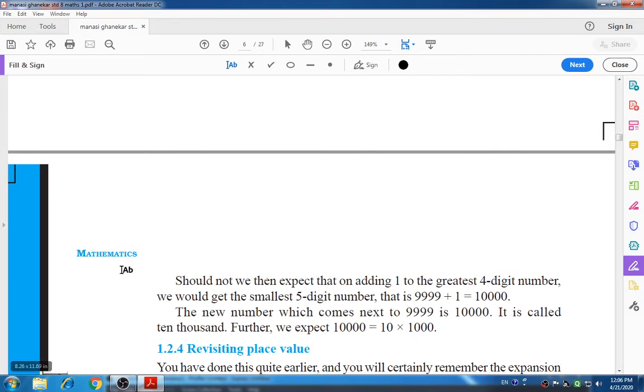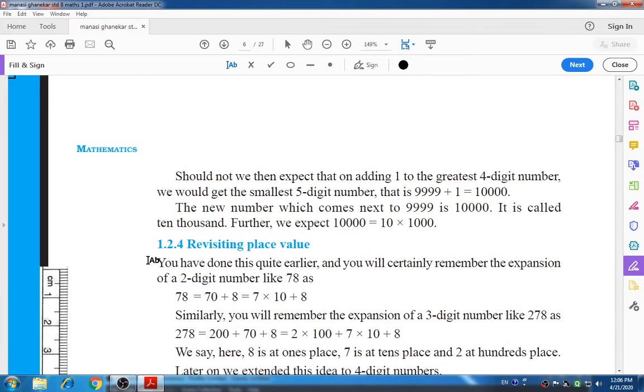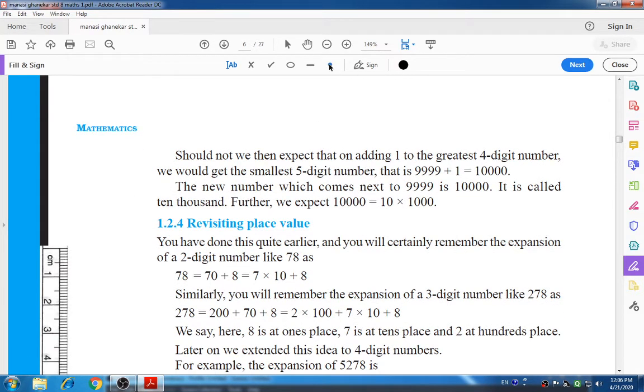Should we not then accept that on adding 1 to the greatest four-digit number, we get the smallest five-digit number? That is, 9999 plus 1, we get 10,000. The new number which comes next to 9999 is 10,000, and it is called ten thousand. Further, we accept 10,000 is equal to 10 into 1,000. From that, we are going to revisit place value. Look at here carefully.